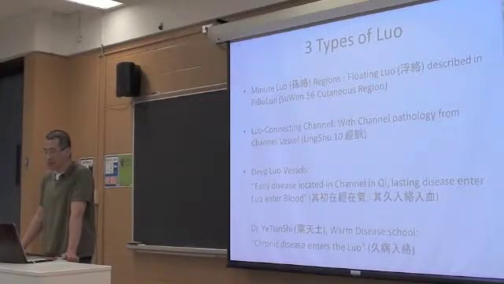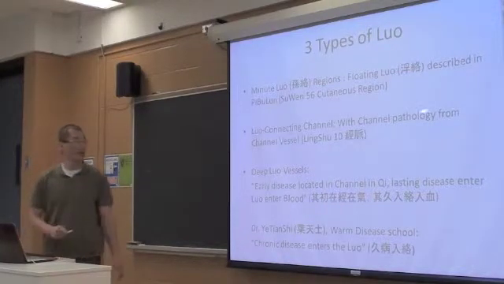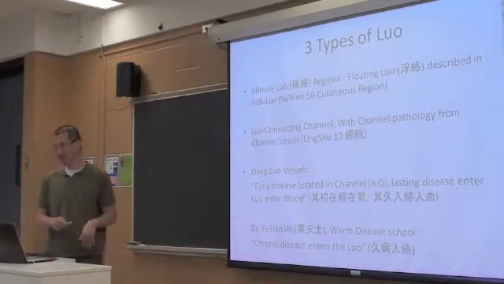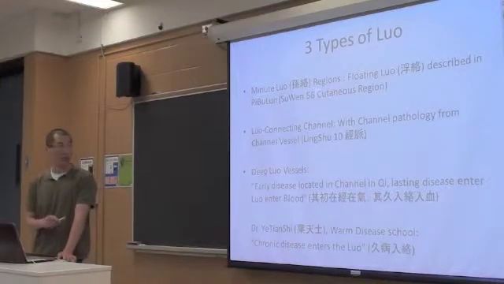The first type is generally translated in English as minute Luos, and the character for minute in Chinese is actually grandchild. So compared to the grandparent, they're the little tots. That is the baby collaterals.